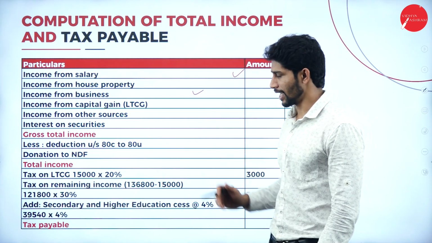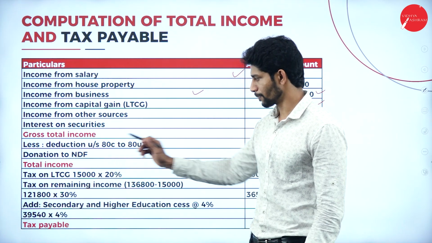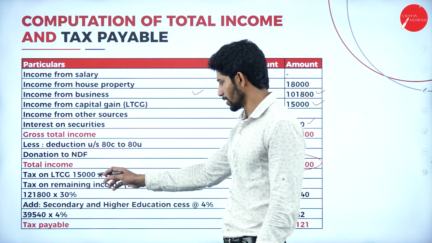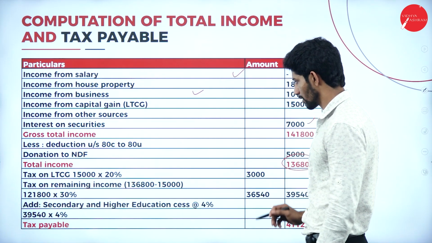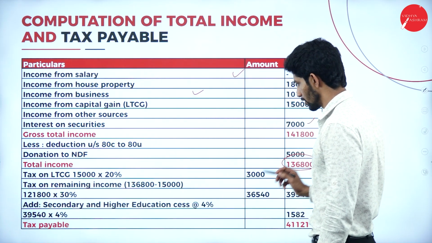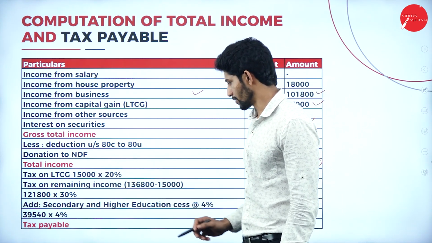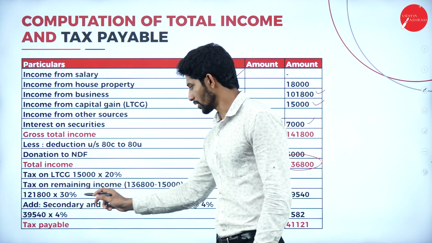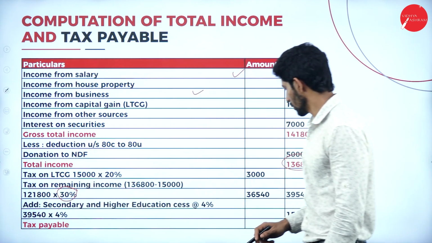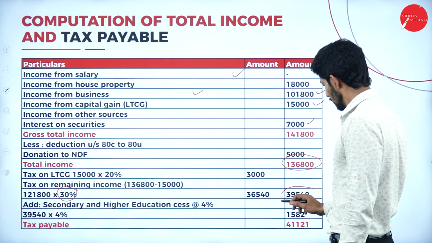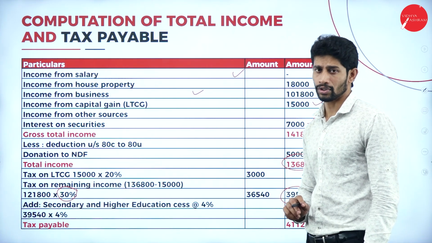Now compute the tax on the total income. First, compute tax on long-term capital gain: 15,000 into 20%, you will get 3,000 rupees. Next, tax on remaining income: 1,36,800 minus this 15,000, the balance is 1,21,800. On that compute 30%, you will get 36,540. Total in the inner column, you will get 39,540 to the outer column.